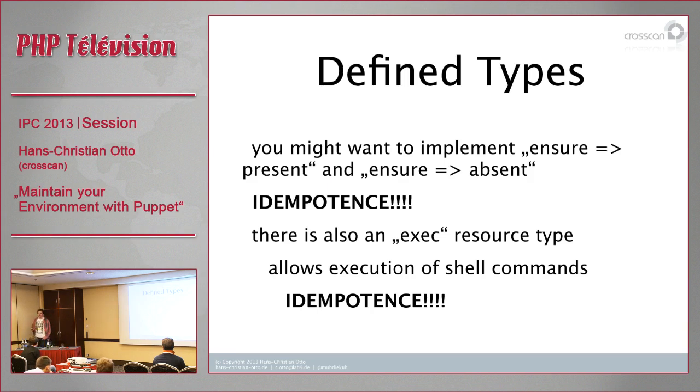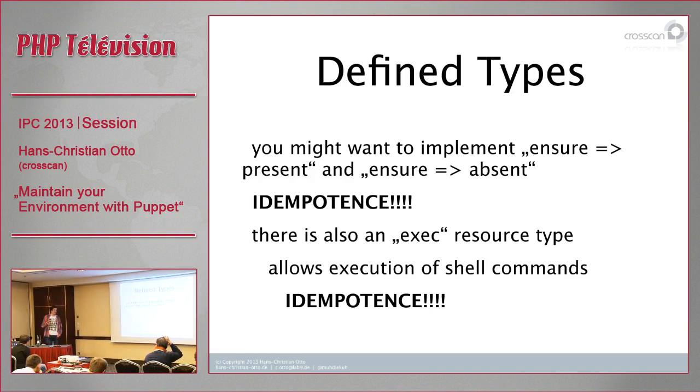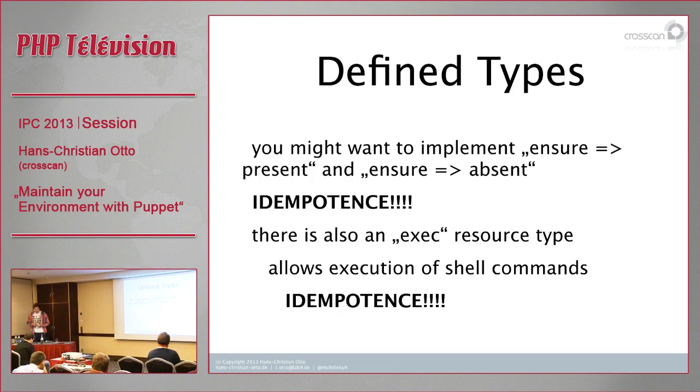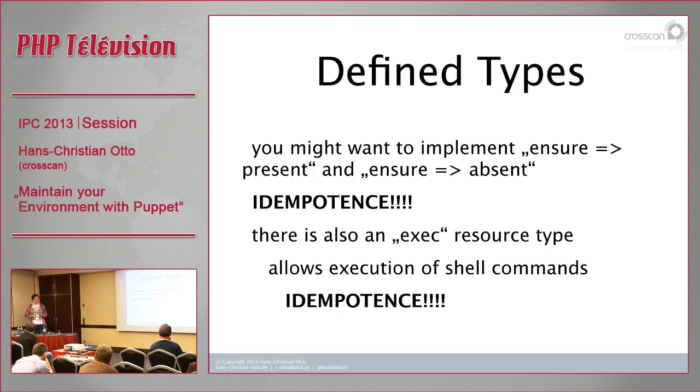When you create defined types, there are some things you might want to take care of. First, we already had this file ensure present resource configuration parameter. If you create defined types, you most likely want to implement these parameters, ensure present and ensure absent as well, to be able to delete something. And I mentioned this word idempotency at the beginning, and it's very important that if you create defined types, everything you do there is idempotent, because otherwise Puppet is going to run multiple times on a node. If something's not idempotent, some weird stuff is going to happen.